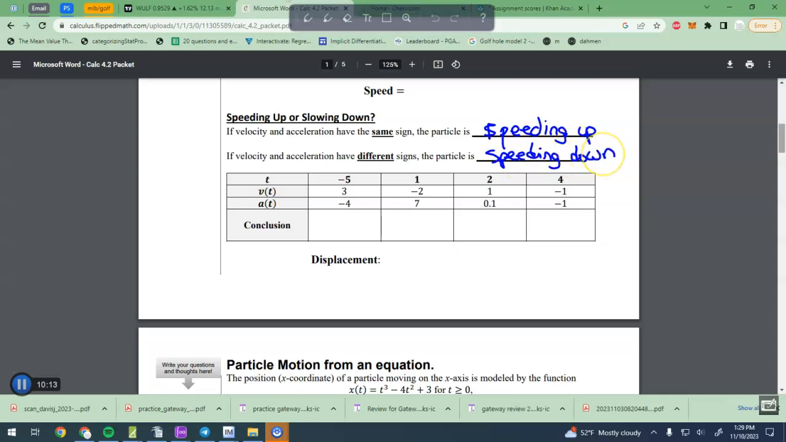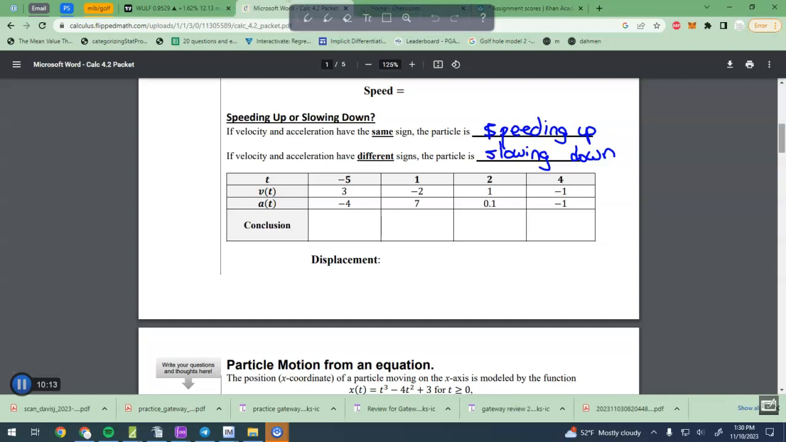So what's wrong with speeding down? How could it be speeding up but not speeding down? Because speeding down isn't... Yeah, it's warming up. Yeah.